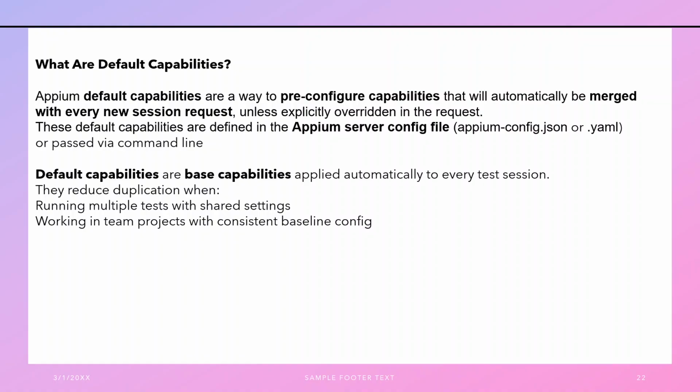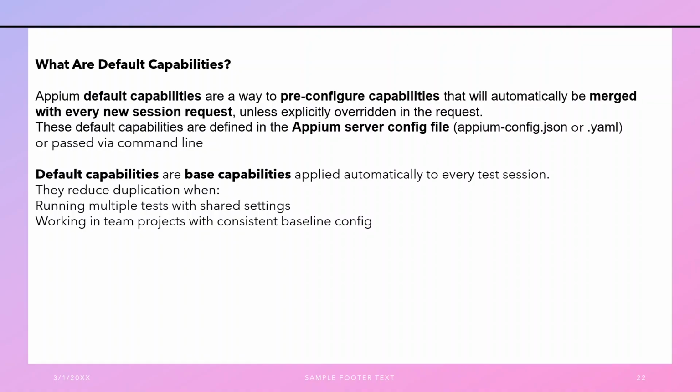The next point: default capabilities are the base capabilities applied automatically to every test session, because we are defining these capabilities when we are launching the APM server. So automatically it applies for each and every session.